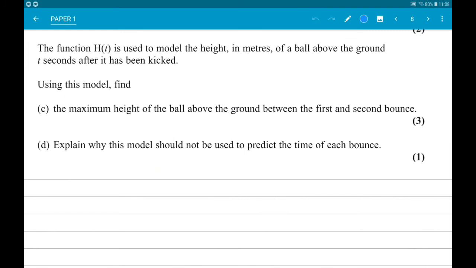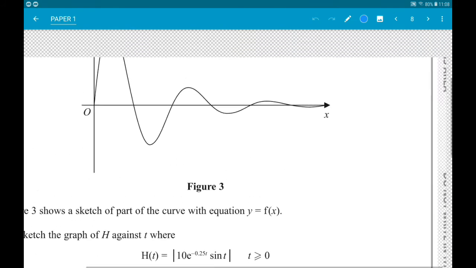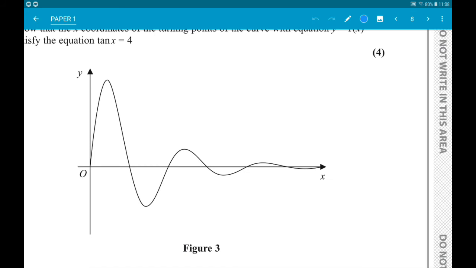Given part D, explain why this model should not be used to model the times between each bounce. Alright, so in this model, the exponential is responsible for the graph shrinking vertically because as x gets bigger, e to the minus 0.25x gets smaller. The sin x makes it periodic. So the sin x is why we're going up and down like a wave.